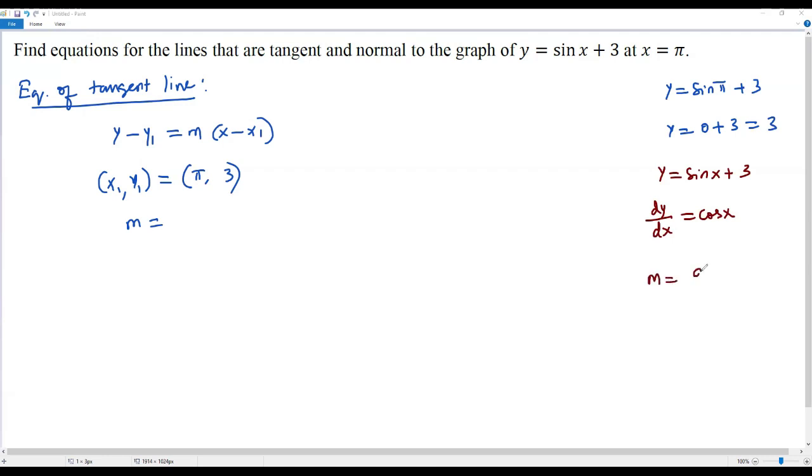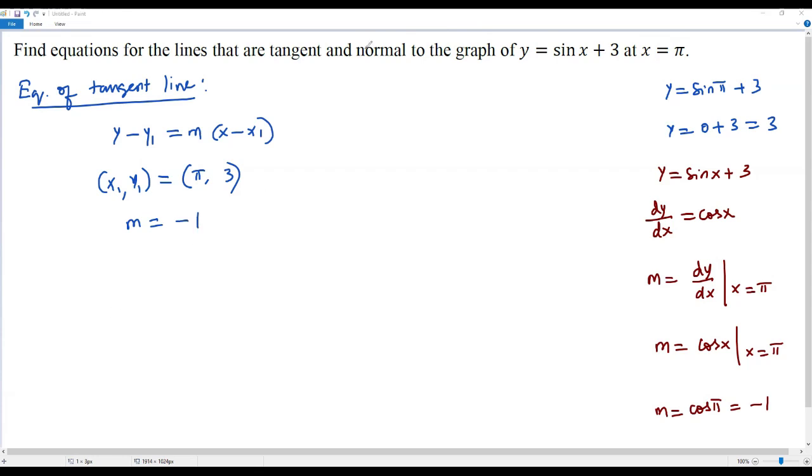Now let's find the slope of the tangent line, m. To get it, I have to plug the given x value into the derivative dy over dx. So m equals, we know that dy over dx is cosine x. In this cosine x, I plug in x equals pi, because we find the equation of the tangent line at x equals pi. So m equals cosine pi, which is equal to -1. Now I have the slope of the tangent line.